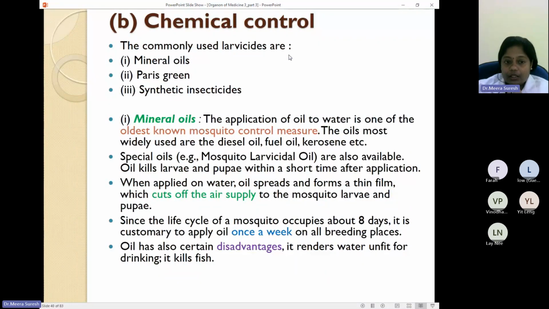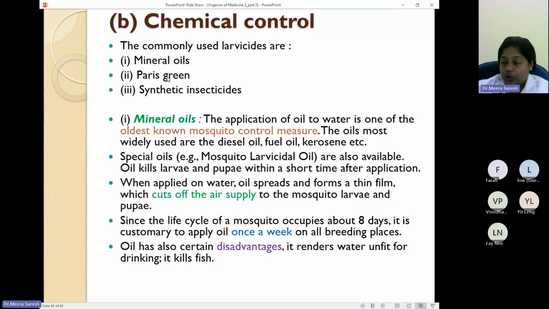Now, going for the chemical control for the larvicides actually. So we can use mineral oil, Paris green, and synthetic insecticides. Mineral oil is actually very easily done by each household. Whenever there is a drainage in front of us and the mosquitoes are breeding, we can put just some mineral oil or even kerosene, and that will produce a film in that water area, and that film will prevent the oxygen or the air from getting into the organism, the larvae, and that can kill the organism.